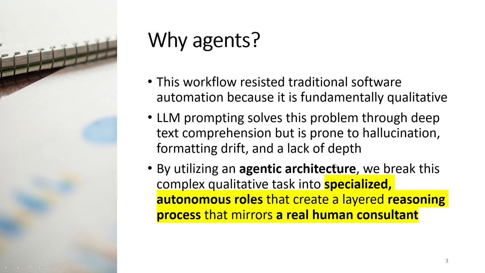Why agents? This status update workflow has resisted traditional software automation because it is fundamentally qualitative. LLM prompting has solved this problem partially through deep text comprehension. However, it is prone to hallucination, formatting drift, and a lack of depth. By utilizing an agentic architecture, we break this complex qualitative task into specialized autonomous roles that create a layered reasoning process that mirrors a real human consultant.